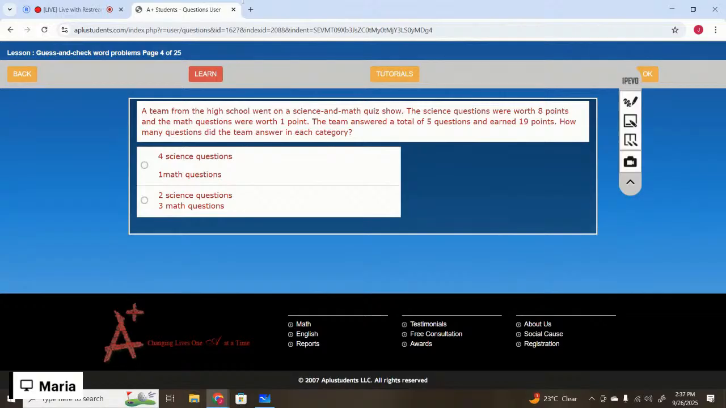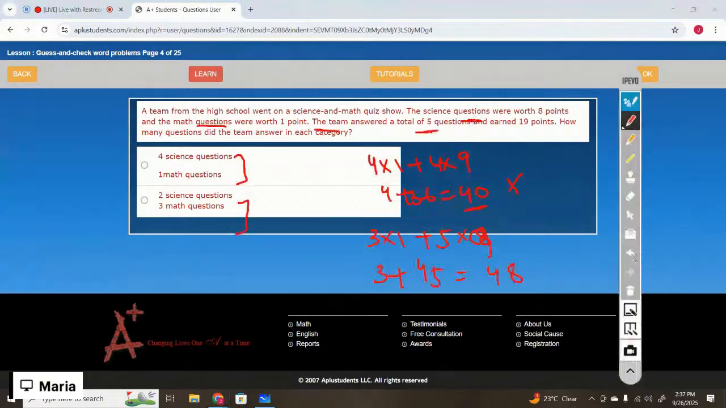A team from the high school went on a science and math quiz show. The science questions were worth 8 points and math questions were worth 1 point. The team answered a total of 5 questions and earned 19 points. How many questions did the team answer in each category?